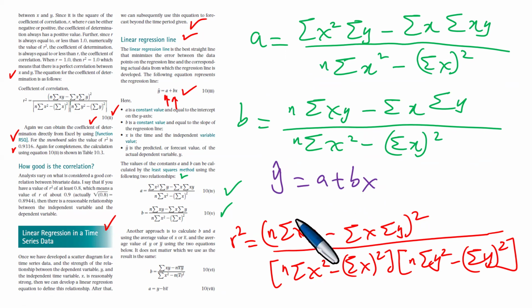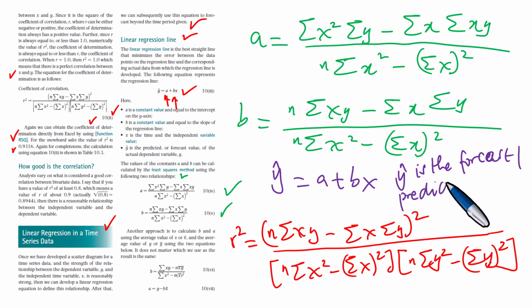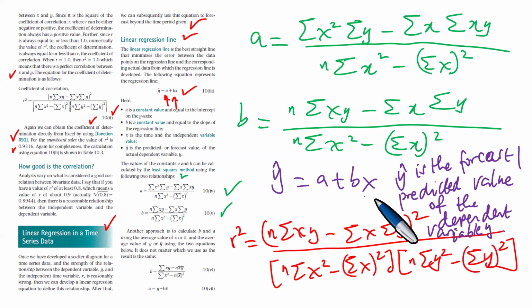This is very important if we are to be in a position to determine y. y hat is the predicted or forecast value of the actual dependent variable y. Sometimes we want to get a y that is beyond the data. We can do that using the y hat.